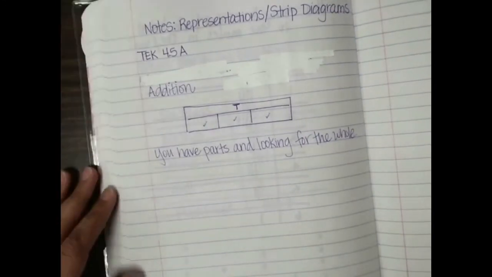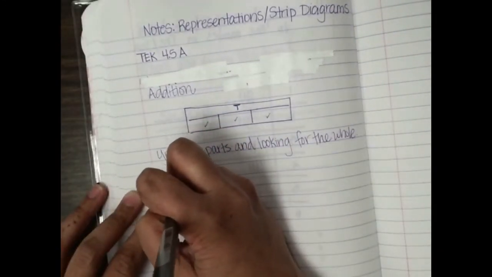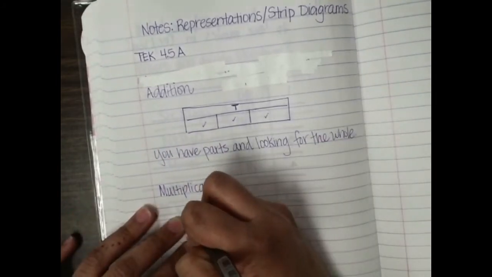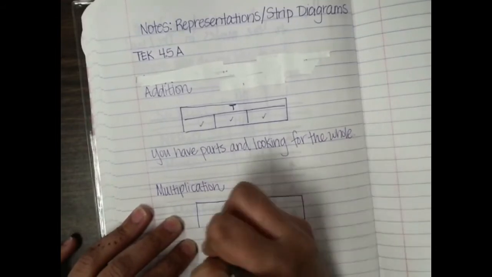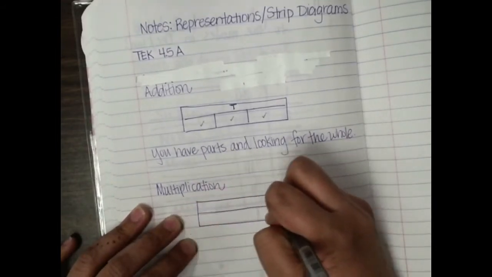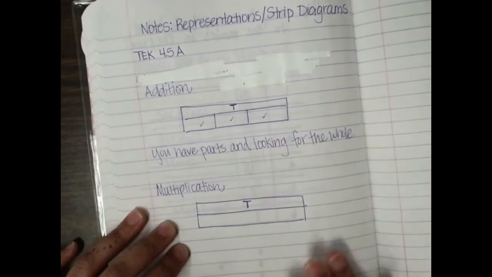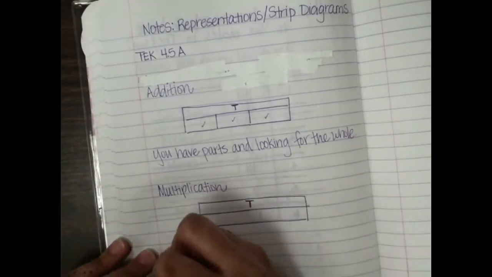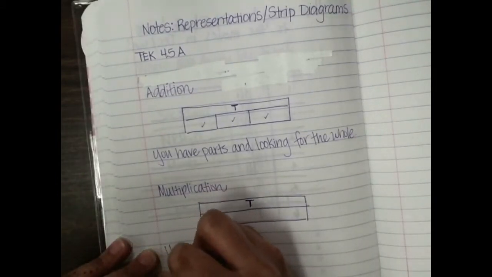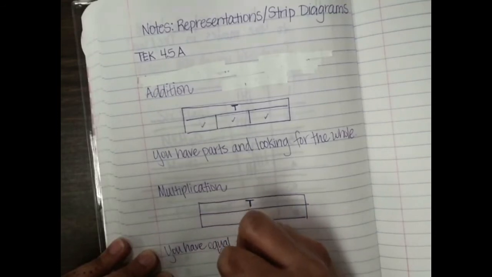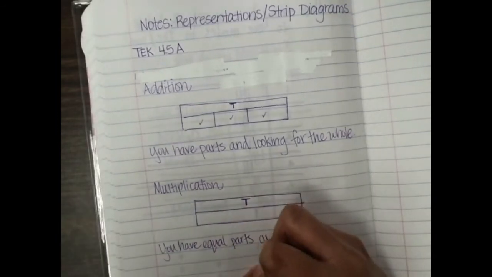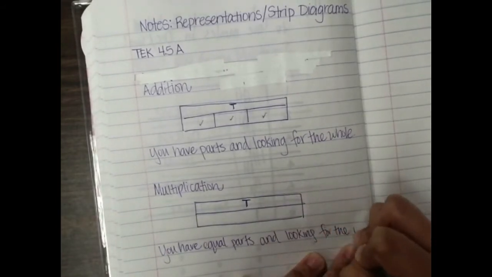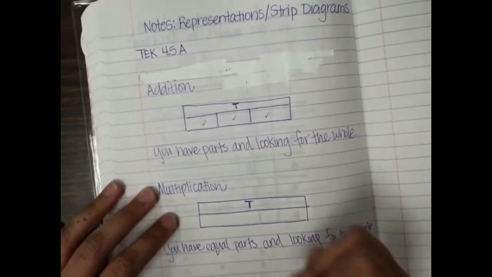I'm going to talk about multiplication. Multiplication is very similar to addition. You are looking again for the total. And the same concept. You have parts and you're looking for the whole. The only difference is you have equal parts and looking for the whole. The whole piece.